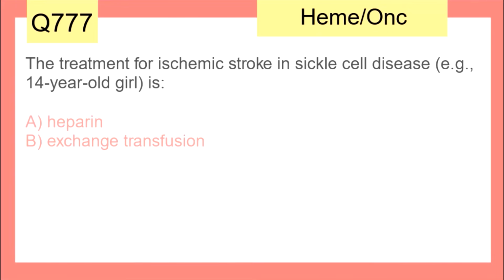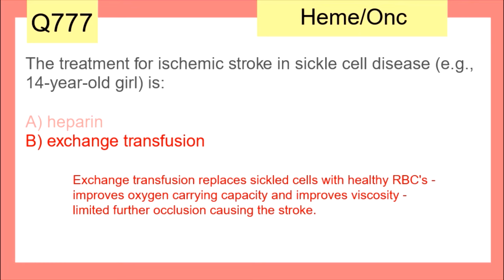Question 777, the treatment for ischemic stroke in sickle cell patients, for example, a 14-year-old girl with a stroke, we want to give exchange transfusion because it replaces the sickle red blood cells and improves the viscosity. It limits the occlusion causing the stroke.